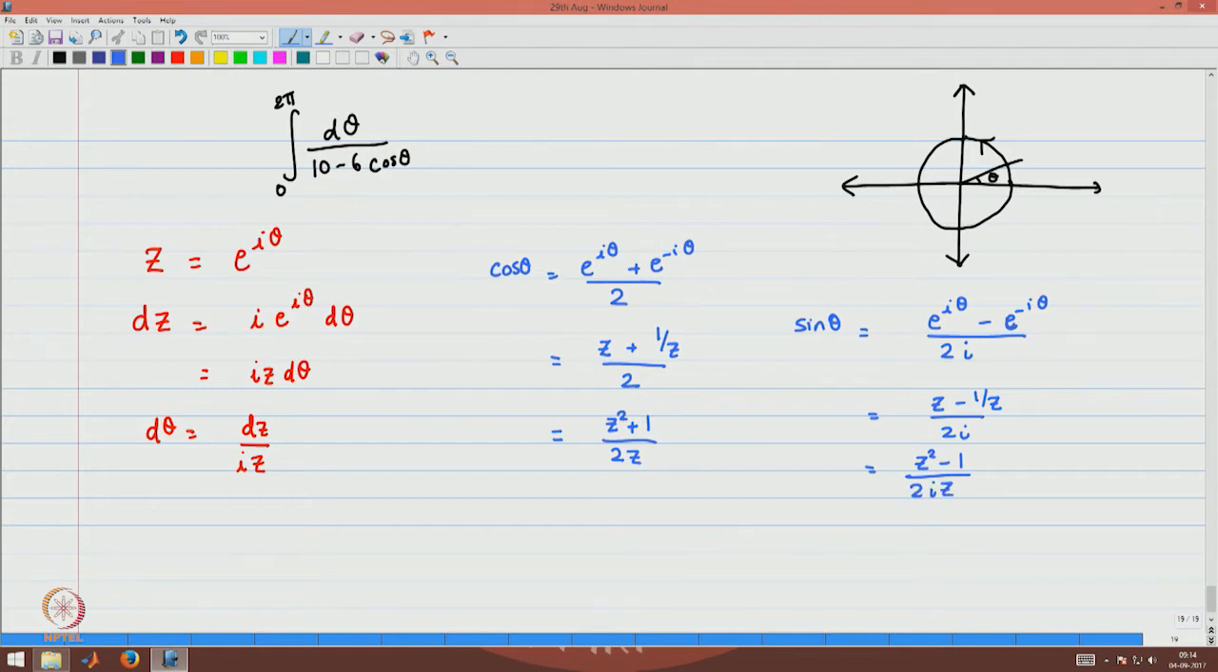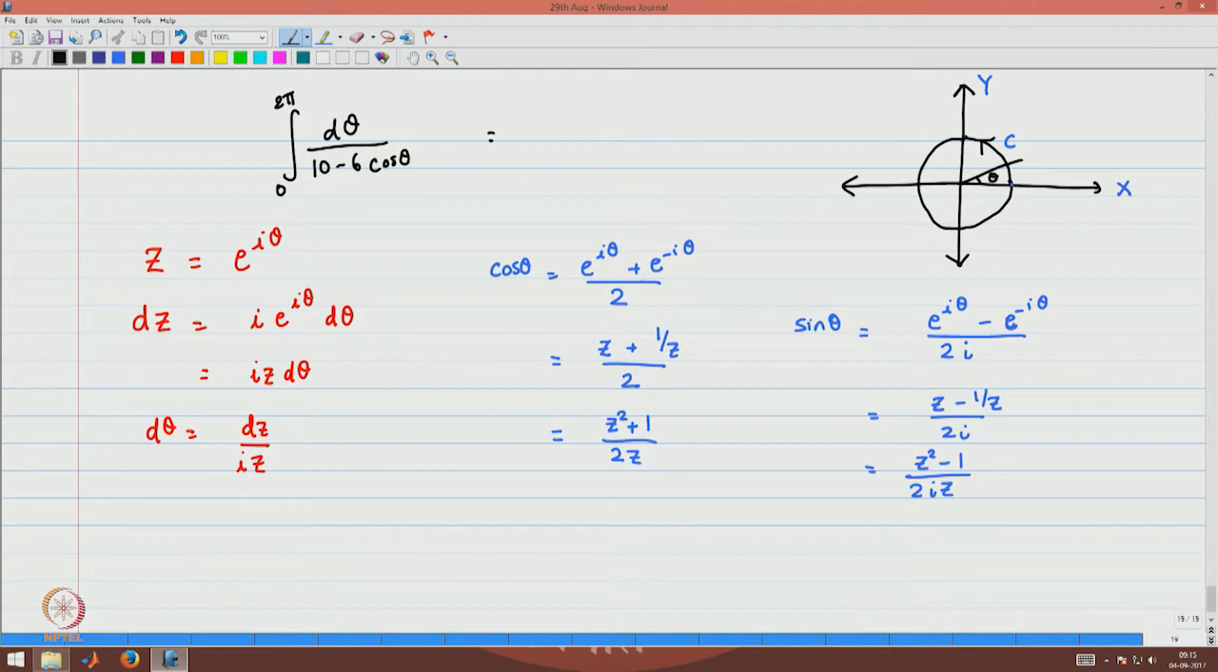With this simple substitution, what we will see is we will convert this to an integral over z, and the contour of z will be exactly this contour. So, if this is the xy plane, this is the contour over which we are going to do the integral, starting from here and going all the way around to here. Okay. So, let us now evaluate the integral.